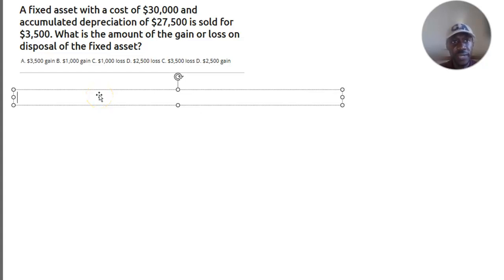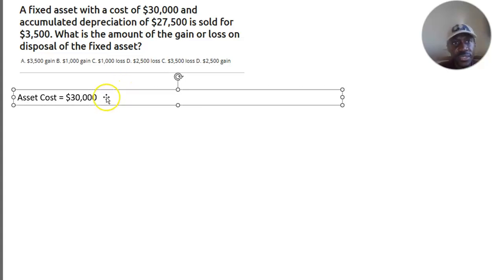All right, let's take a look at this next question dealing with sale of asset, disposal of asset, and whether or not the business made a gain or loss at the time of sale. Here we have an asset, right? We're told that the asset is worth $30,000. That's the asset cost. It was originally worth $30,000, which means it was purchased for $30,000.